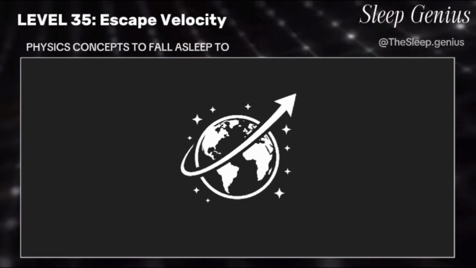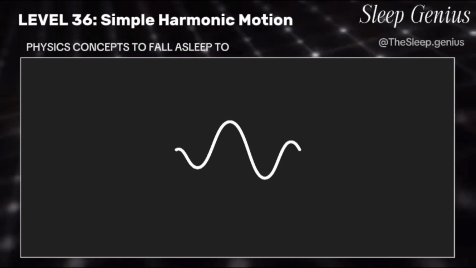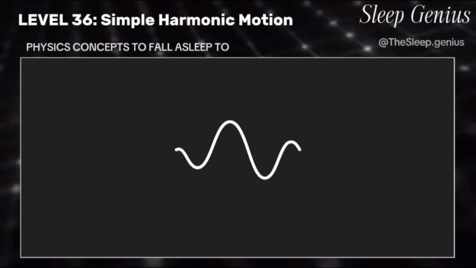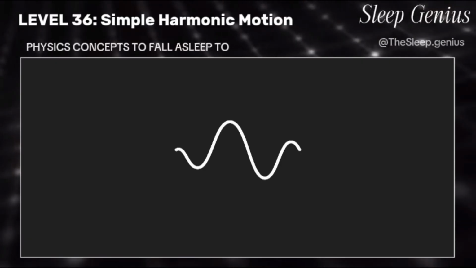Simple harmonic motion is a type of motion in which an object moves back and forth repeatedly around a central position. The movement happens in a smooth, regular rhythm. The essential principle is that the restoring force is always directed toward the equilibrium position and is proportional to the displacement. Think of a pendulum swinging or a spring bouncing up and down.